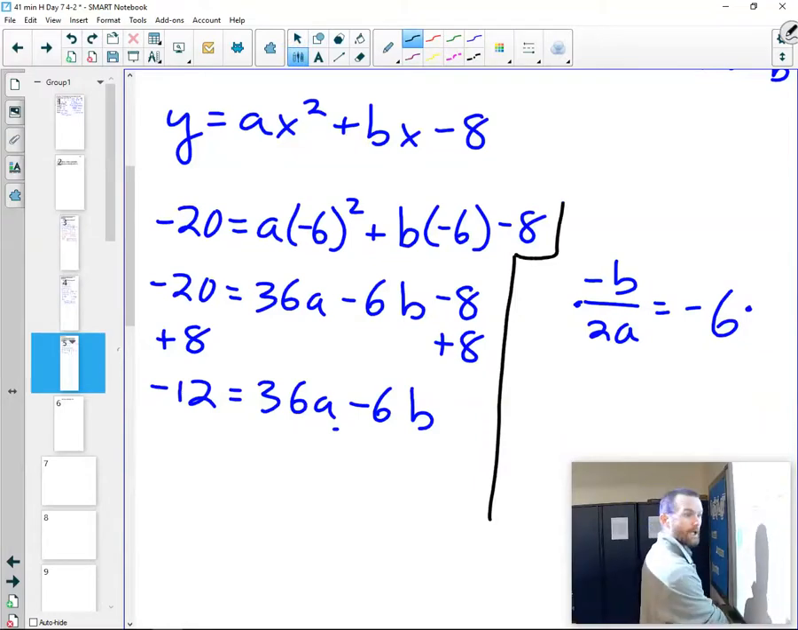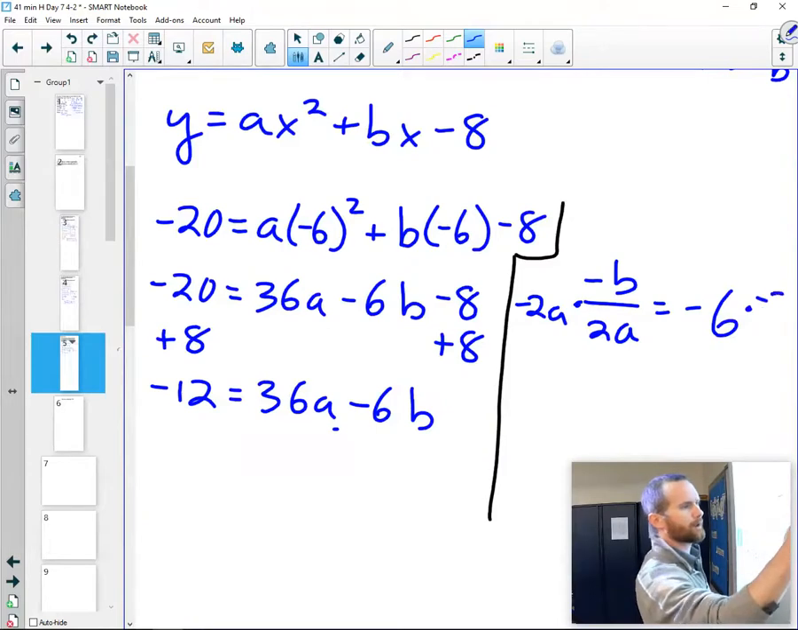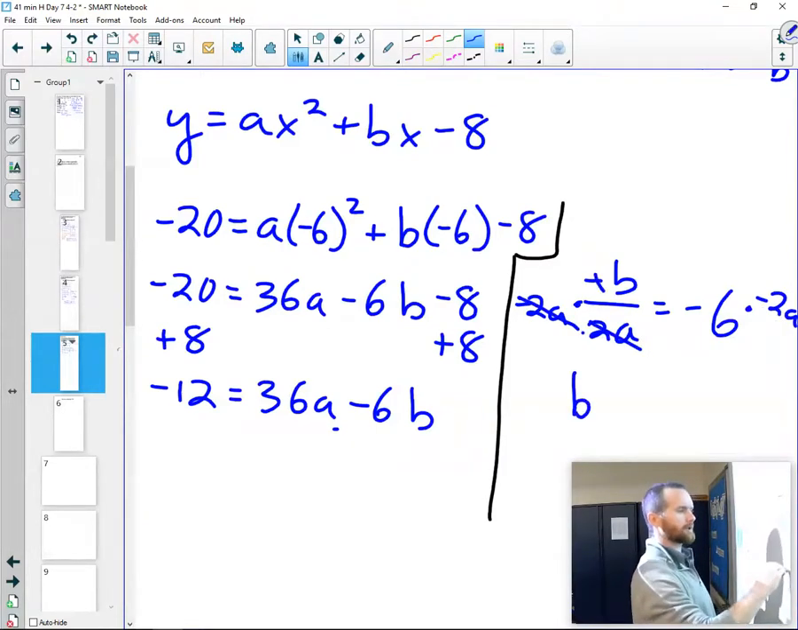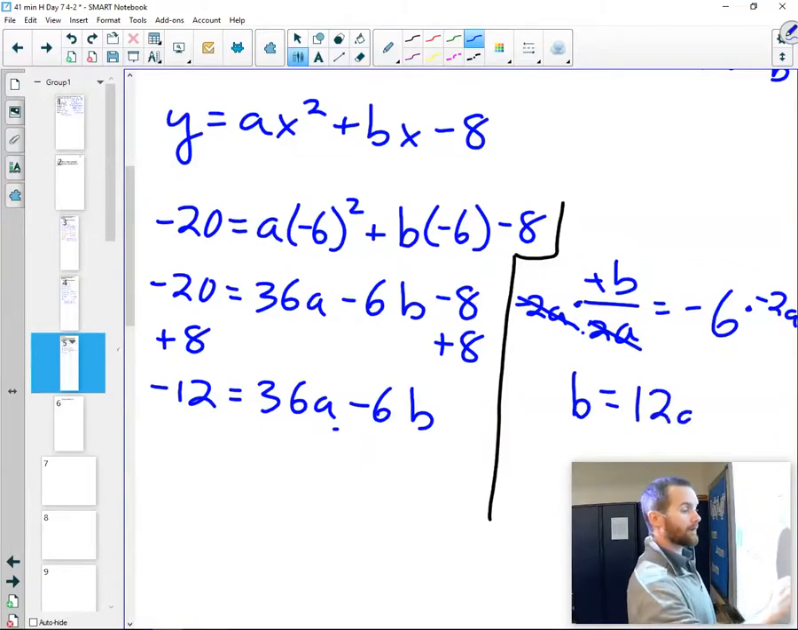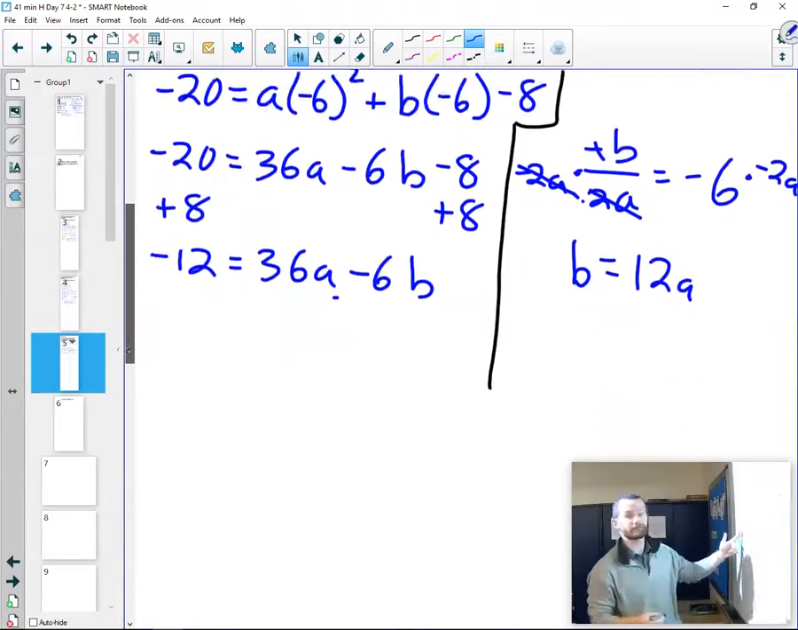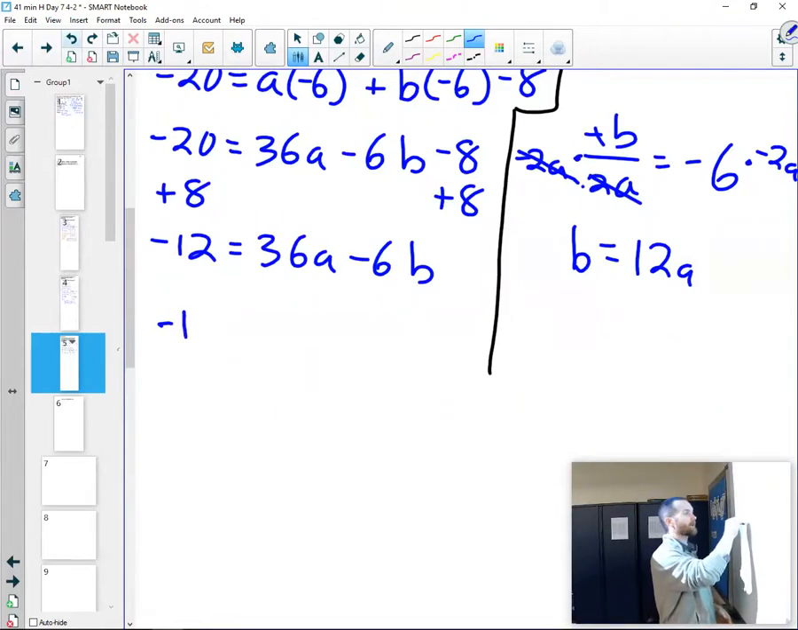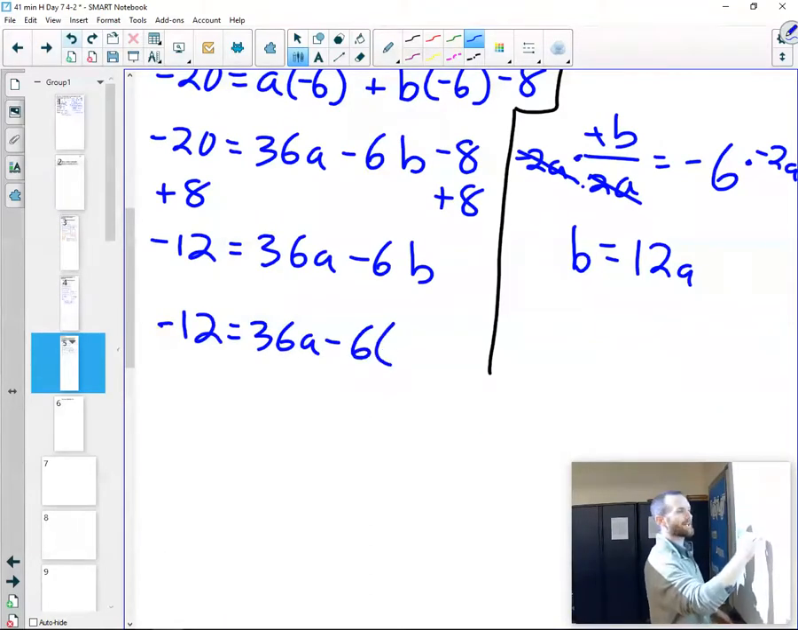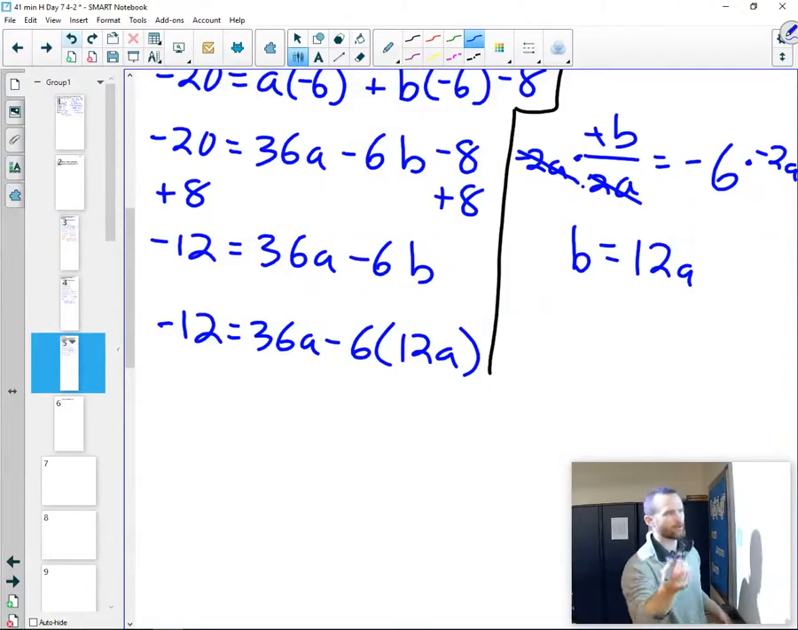Multiply by negative 2a. We can just use the shortcut to make this a little bit quicker. So that will cancel out the 2a's and the negative. We get b equals positive 12a. Now we're ready to substitute in. This equation turns into negative 12 equals 36a minus 6 times 12a. We can substitute in for b. And we just solve for a.